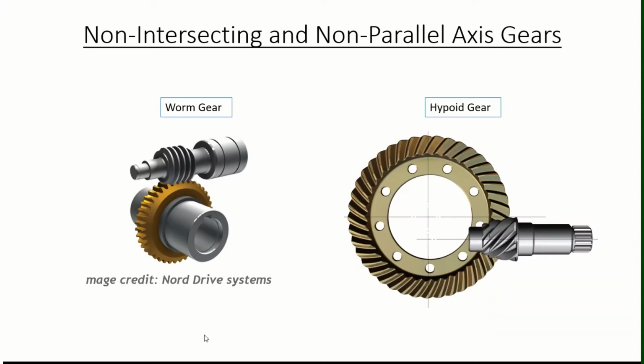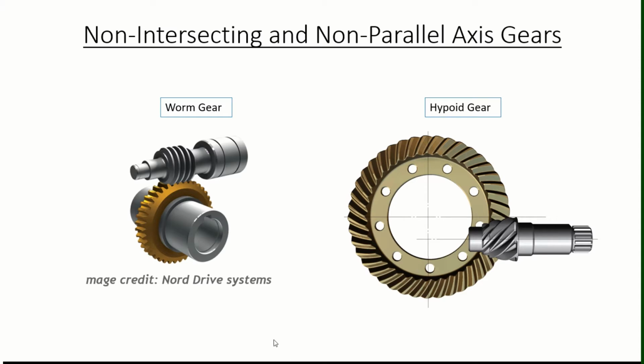The third category is the non-intersecting and non-parallel axis gears. As you can see from these figures, the gears which are meshing with each other have their axes either non-intersecting or non-parallel to each other. There are again different types of gears in this category: the worm gear, the hypoid gear, or the screw gear. In the worm gear, a screw-shaped cut on the shaft is called the worm, and its mating gear is the worm wheel, and the pair together is called the worm gear. And they have this characteristic of non-intersecting shafts.